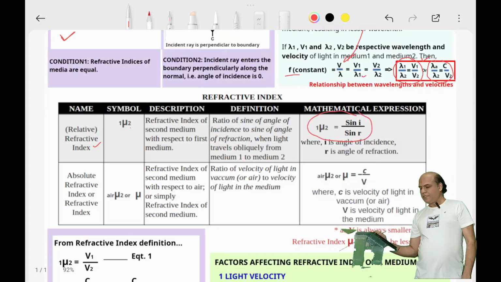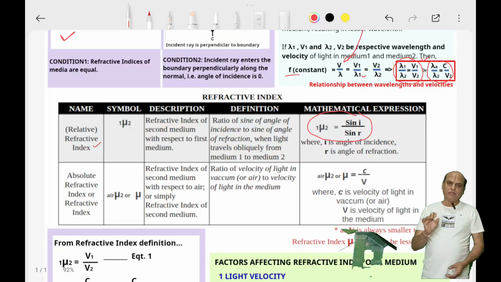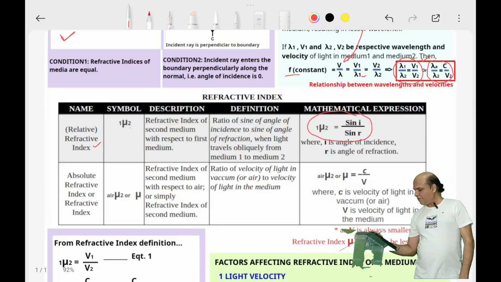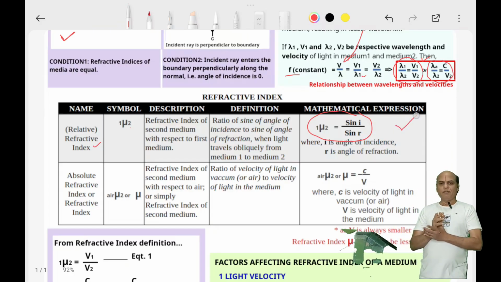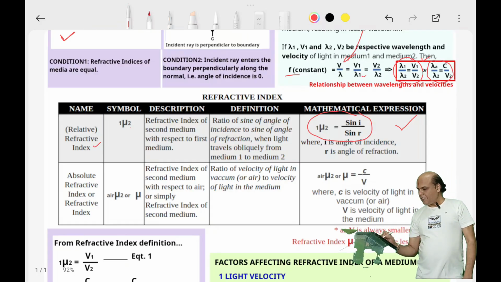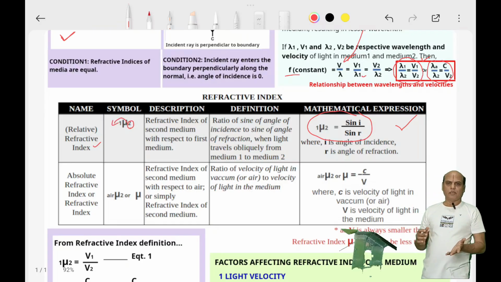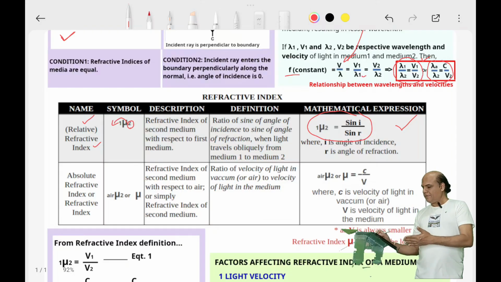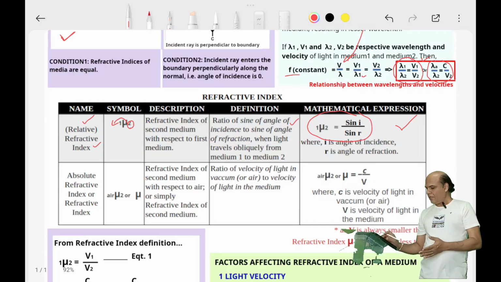Sine i by sine r, where i is the angle of incidence in the first medium and r is the angle of refraction in the second medium. So this is one way of defining refractive index. Here the refractive index of the second medium is defined with respect to the first medium, which can change. So it is a relative sense of the refractive index that we are defining. When you are defining the relative sense, it is always the sine function in terms of which we are talking.